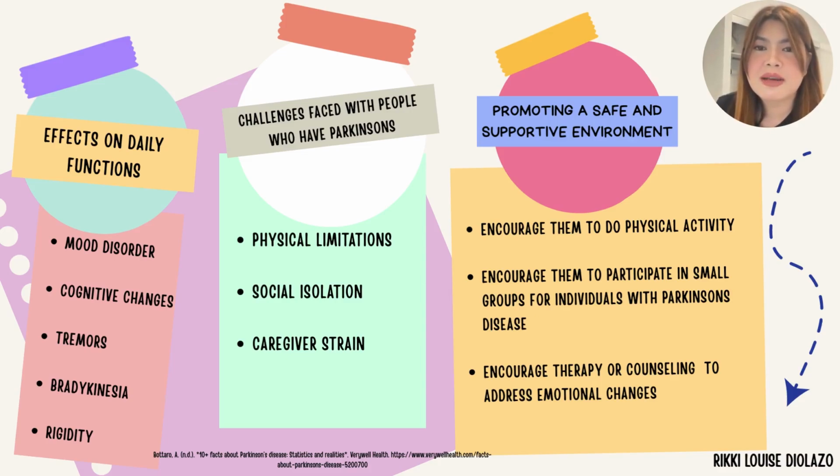The last one that I'm going to tackle is promoting a safe and supportive environment. First is to encourage them to do physical activities. For example, encourage them to walk or do yoga, or if they can swim, invite them to swim. Second, encourage them to participate in a small group for individuals with Parkinson's disease. And the last one is to encourage therapy or counseling to address emotional changes.